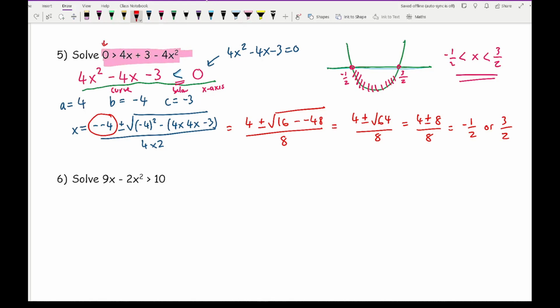So the 0 means the x-axis. This means above, that's greater than, and this bit here is the curve. Now, minus x squared means it's going to be a negative parabola, and these are my two solutions, which I've discovered are these two numbers here. So looking at the equation, it's actually going to give me this, in which it's going to give me the same answer. So here it's just a case of reversing it.